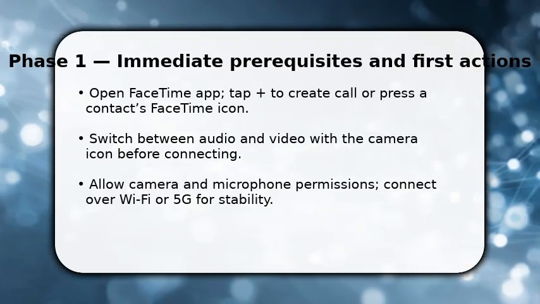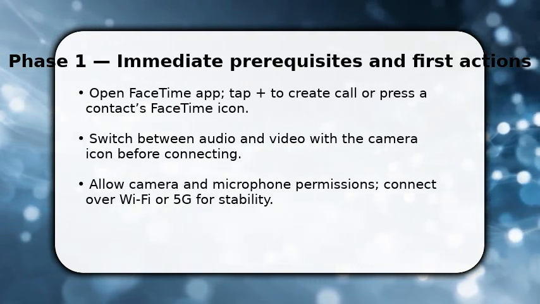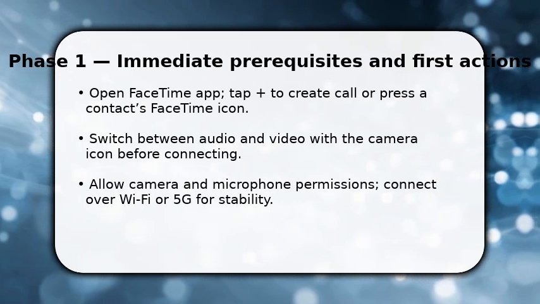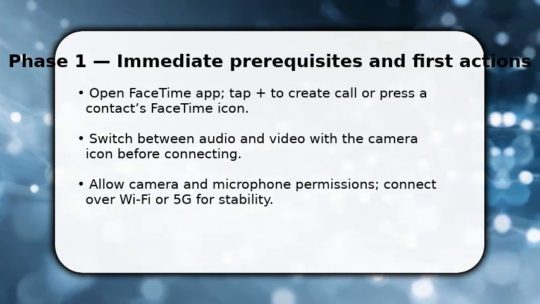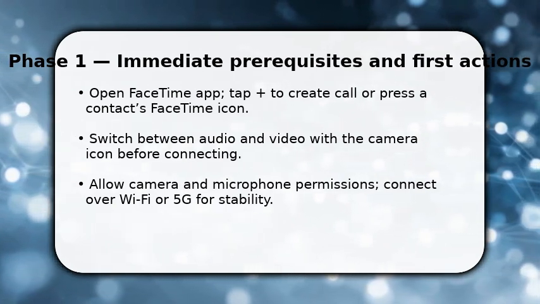You open FaceTime and select a contact. Do it now. Tap the camera icon to choose video or audio and make sure camera and mic permissions are granted. Otherwise, you'll be silent or unseen. Once done, prefer Wi-Fi or a 5G connection to reduce lag.